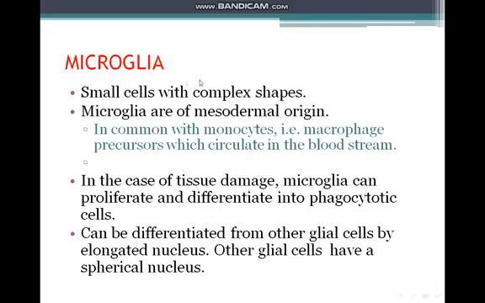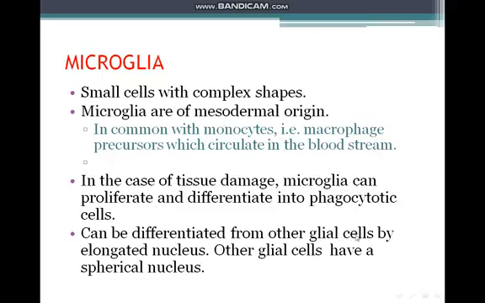Microglia are part of the mononuclear phagocyte system. They are of mesodermal origin, while the other cells are of ectodermal origin. They are the macrophage precursors that circulate in the bloodstream. They are responsible for phagocytosis of foreign particles or damaged tissue.